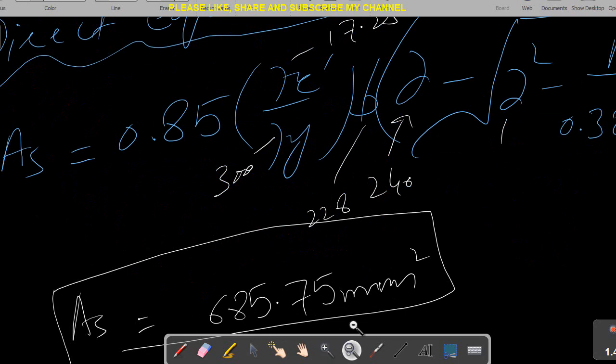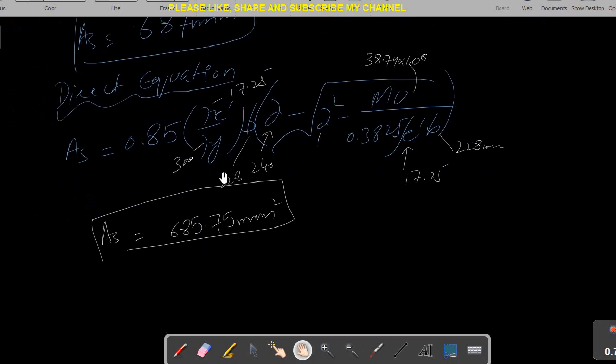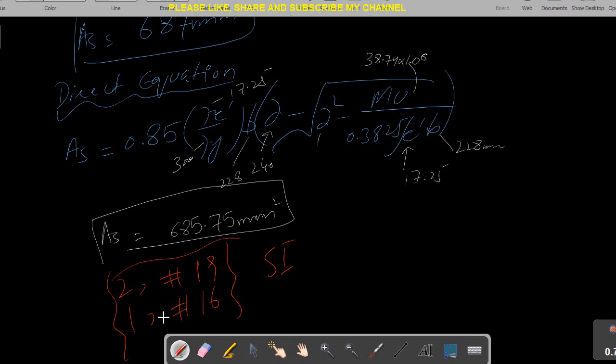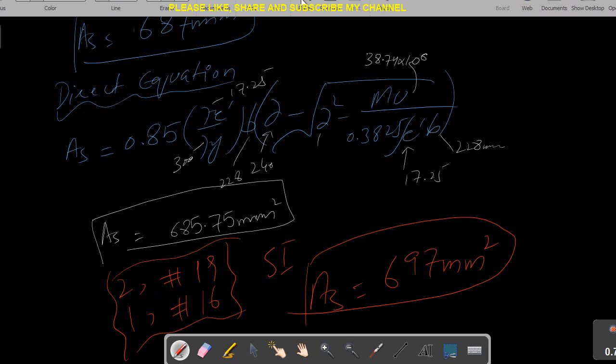So to cover this area, what bars will we use? 2 number 19 bars, SI designation, and 1 number 16 bar. This is the SI designation bar, right? This will give me an area of steel which is equal to 697 millimeter square, right?